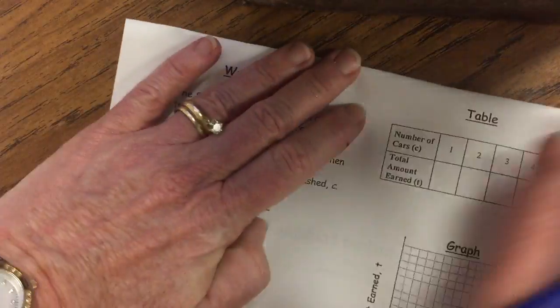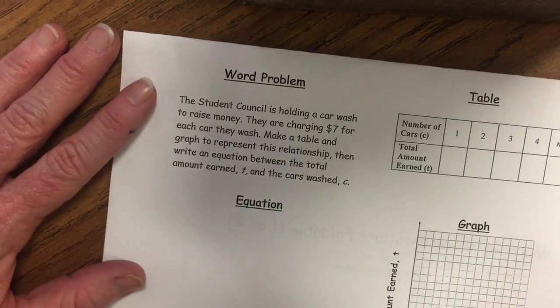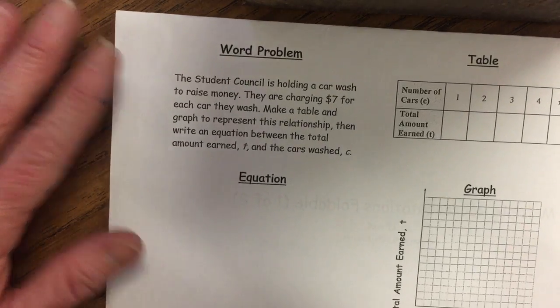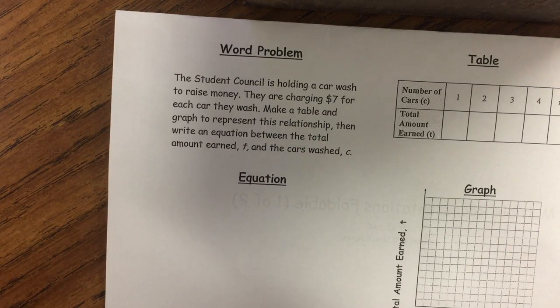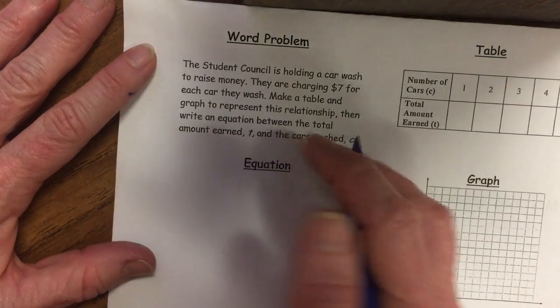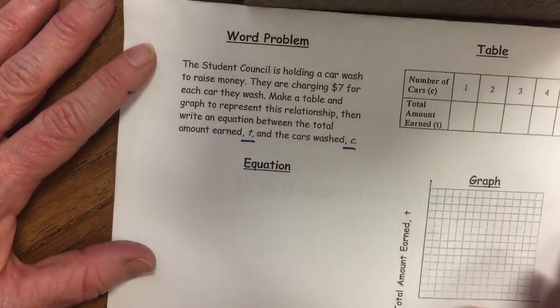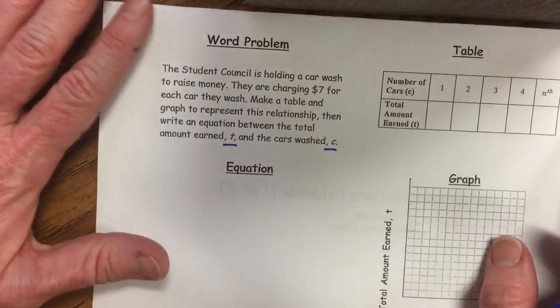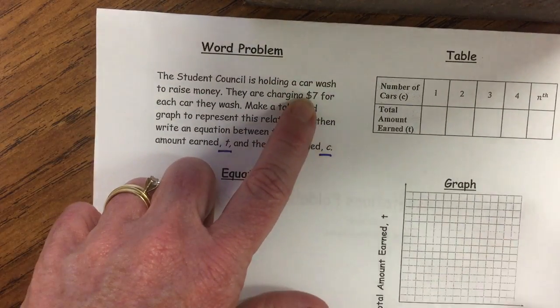The student council is holding a car wash. Sorry, I'm going to fold this over. To raise money, they are charging $7 for each car that they wash. Make a table, a graph, and then write an equation. Right? And they want us to use t and c. So instead of x and y, we're going to be using those variables. All right, so $7 per car.